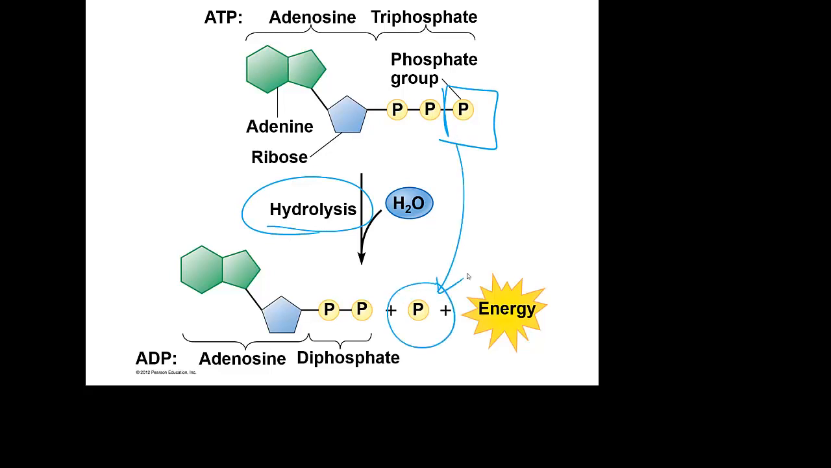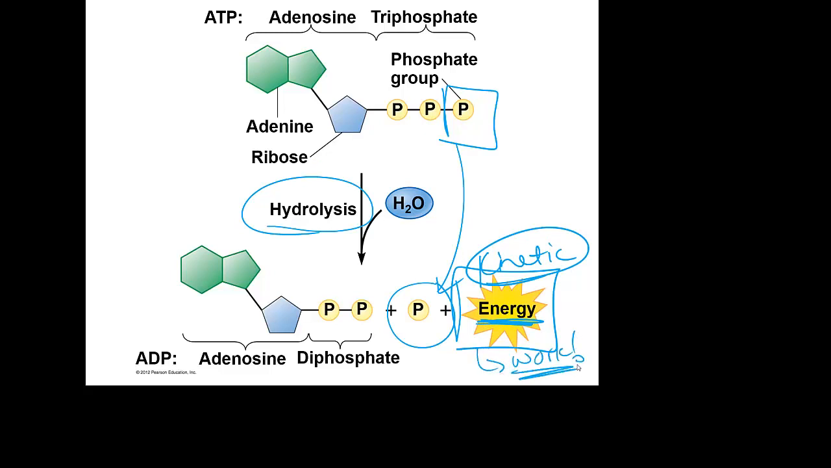And when we do that, when we remove that phosphate, energy is released. This energy is no longer ATP. This energy is now kinetic energy. This kinetic energy can be used to do anything inside your cells.